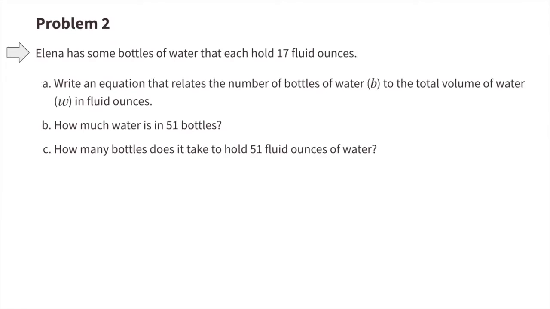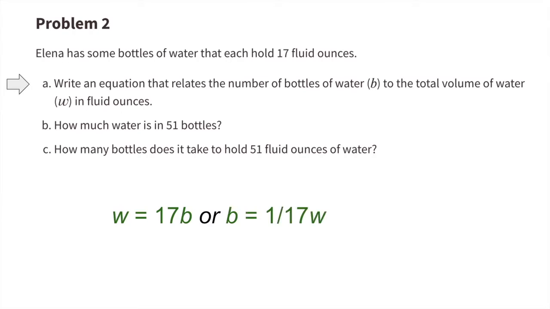Number 2, Elena has some bottles of water that each hold 17 fluid ounces. A. Write an equation that relates the number of bottles of water, B, to the total volume of water, W, in fluid ounces. W equals 17B. Another equation could be B equals 1/17 W.